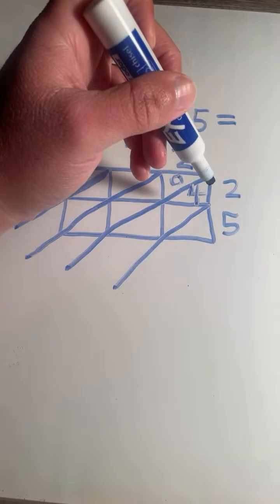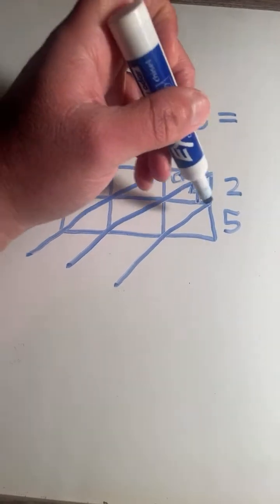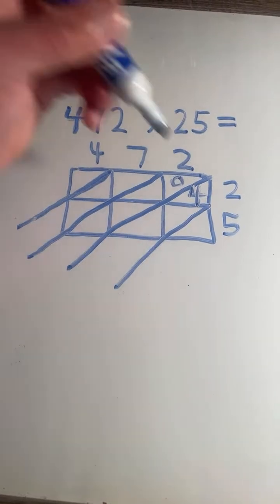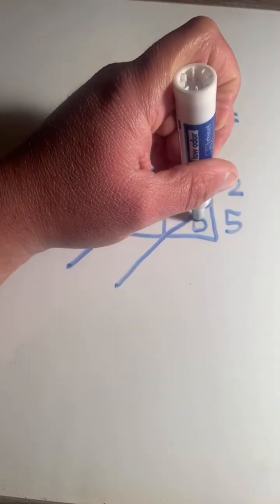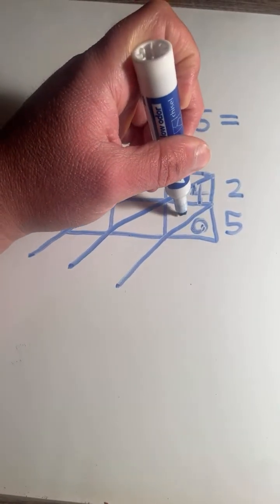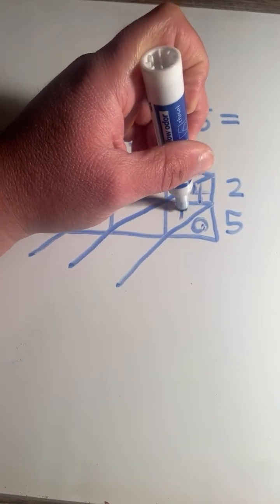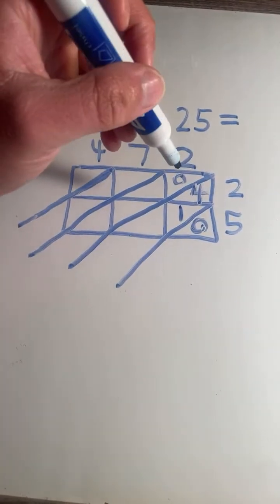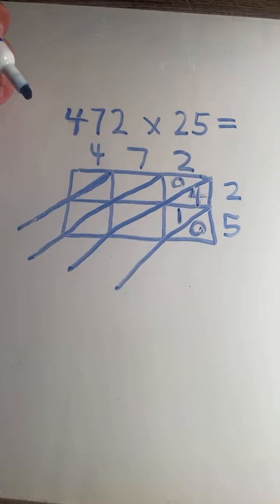2 times 5 equals 10, so the answer to 2 times 5 is going to go in this square. Again, the digit in the ones place goes in the bottom triangle, so we're going to put a 0 in the ones place. Then the digit in the tens place goes in the top triangle, 1 in the tens place. 2 times 5 equals 10. So we have a 1 and a 0.